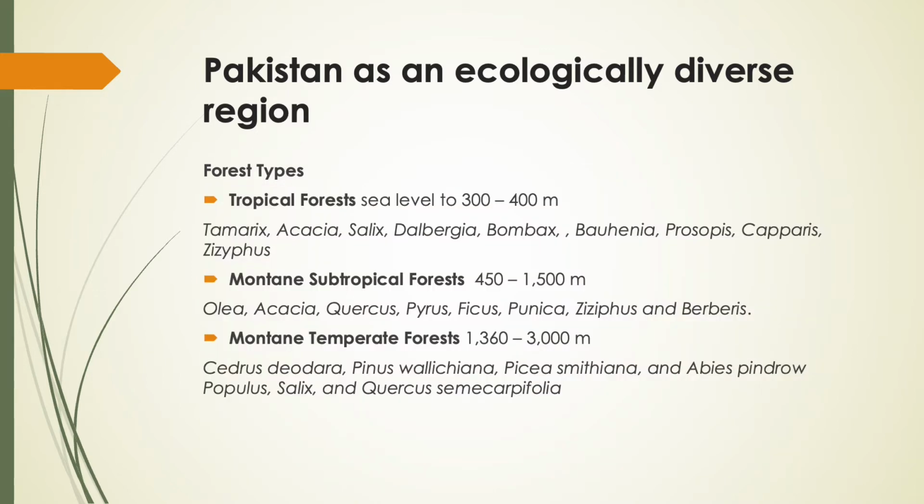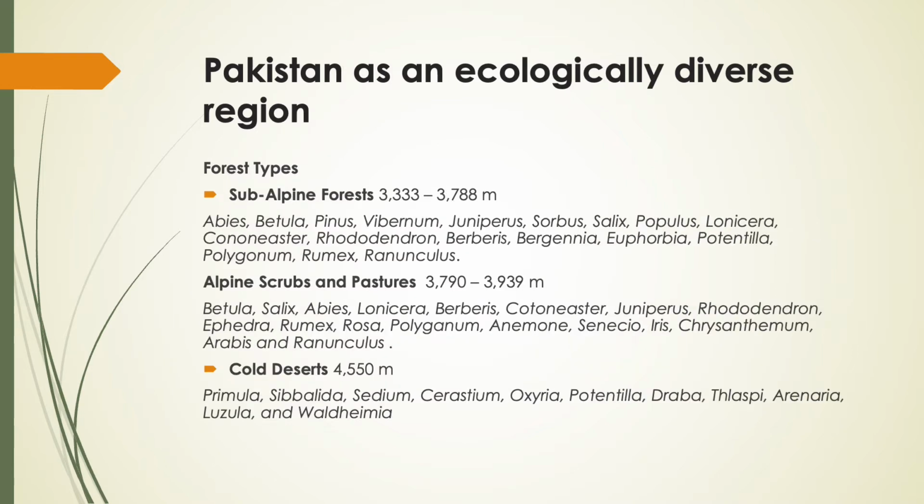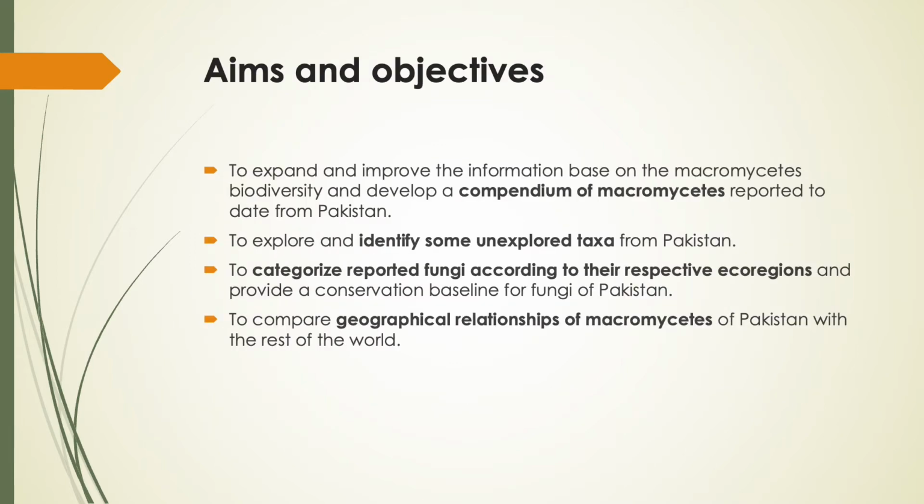The forest types of Pakistan consist of tropical forests with prominent plants like Acacia, Salix, Tilburgia and Ziziphus, and montane subtropical forest with Olea, Acacia, Berberis and more. Cedrus, Pinus, Picea, Abies and Quercus species are present in montane temperate forests. Likewise, subalpine forests, alpine scrubs and pastures, and cold deserts have diverse plant taxa. So in spite of being ecologically diverse, the knowledge of fungi is scarce and scattered, which needs to be compiled.